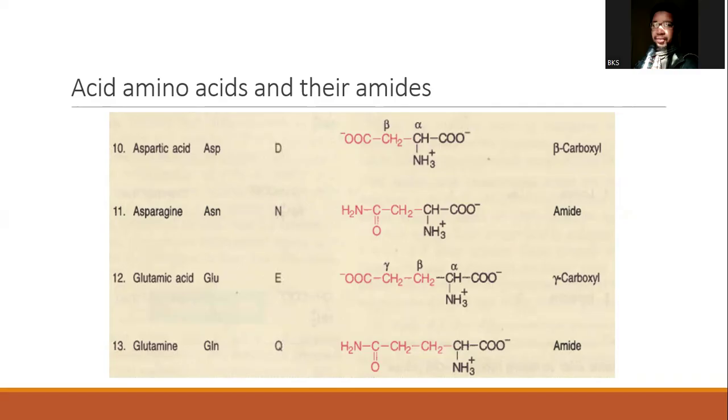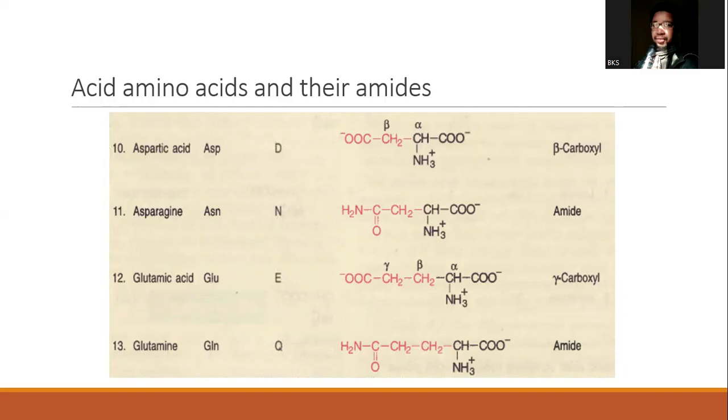We have glutamic acid, and the amide of glutamic acid is glutamine. Now, aspartic acid has, attached to the alpha carbon, a beta carbon. Attached to the beta carbon, you have a carboxyl group, another carboxyl group. This is a classical example of a dicarboxylic amino acid, an amino acid that has two carboxyl groups. So this is also an example of an amino acid that has a negative charge because of the secondary carboxyl group.